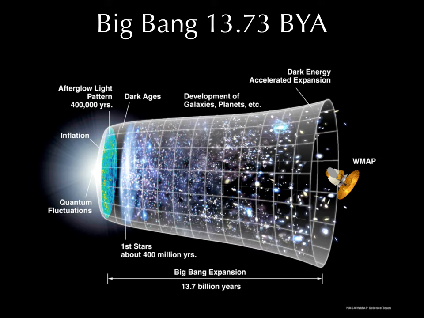So, Big Bang, 13.73 billion years ago. Immediately after, from a single point, there was inflation, full of quantum fluctuations, and those quantum fluctuations led to lumpiness, which led to things like galaxies. It was dark, and then the stars coalesced and started burning. Some of those stars burned out, nebulae came back together, supernovae, new stars again, and so forth. And here we are.